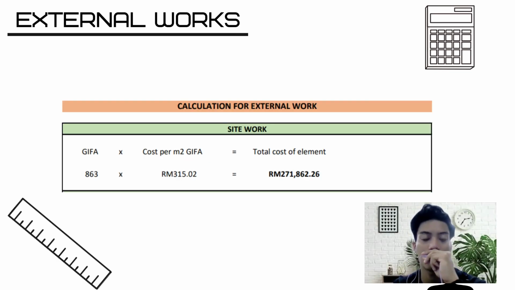Next, to get the total cost of element for site work, we use GFA multiplied by the cost per meter square. GFA, which is 863 meter square, times 350 to get 271,862 ringgit and 26 cents.